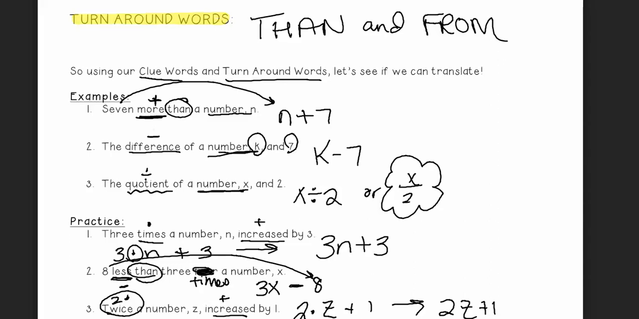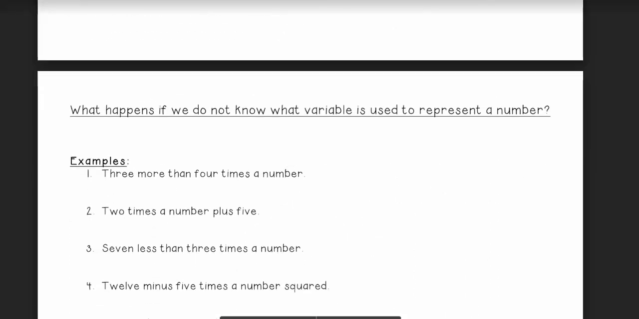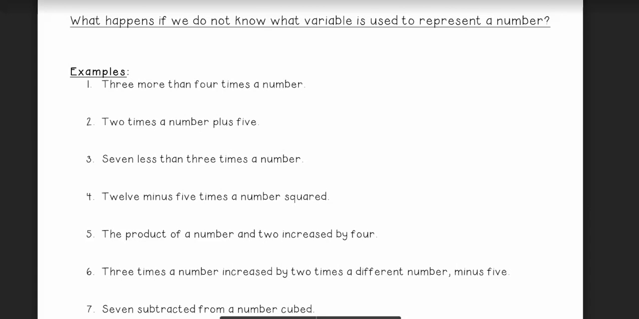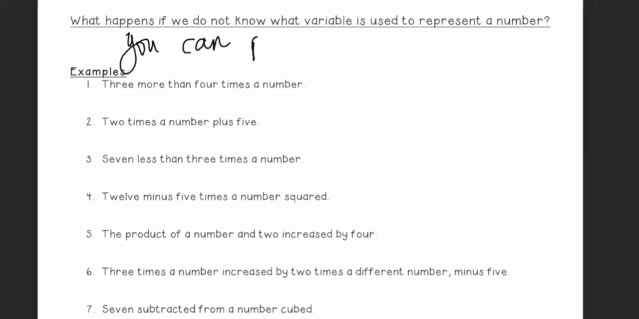Okay? So let's go ahead and flip our paper and look on the back. So what happens if we don't know what variable is used to represent a number? Notice if I look at the example, 3 more than 4 times a number. It didn't tell me what letter to use. So if it doesn't tell you what letter to use, you get to pick one. You can pick any letter you want to use.